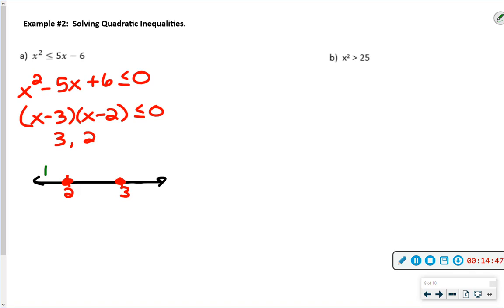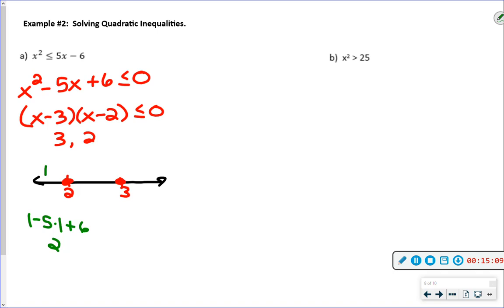I'm going to put 1 in here. What's 1 squared? 1 minus 5 times 1 plus 6. So I'm just going to do a little mental math here. I'm going to have 1 minus 5, so I'm going to have negative 4 plus 6, 2. Okay, again. Is that less than or equal to 0? No, it didn't work. I'm not going to shade it.